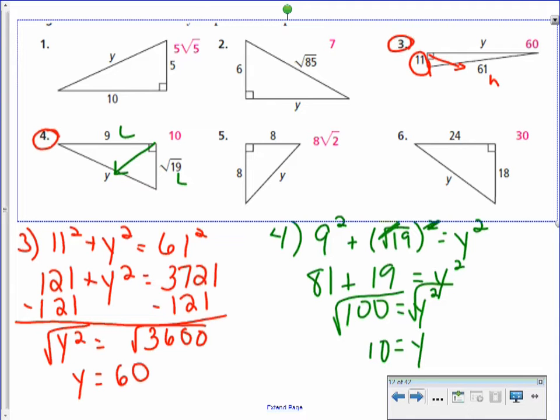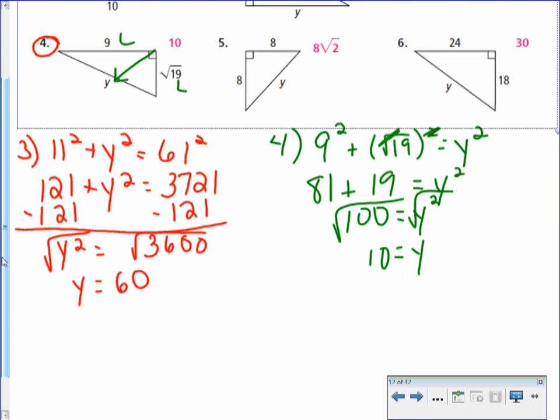Now, let's talk about number 5, because we like that whole undoes thing. 5 isn't quite as simple. 5 is not as simple because we do actually have to simplify a radical at the end. So let's talk about that.